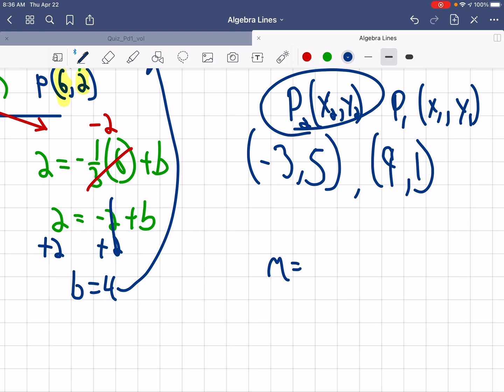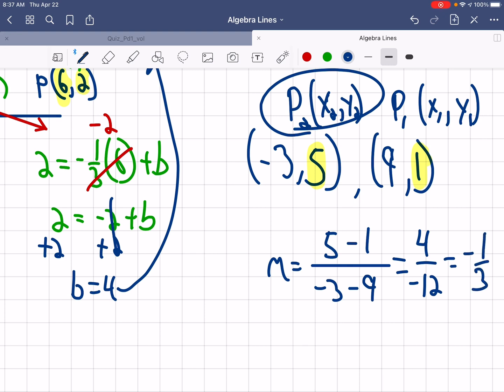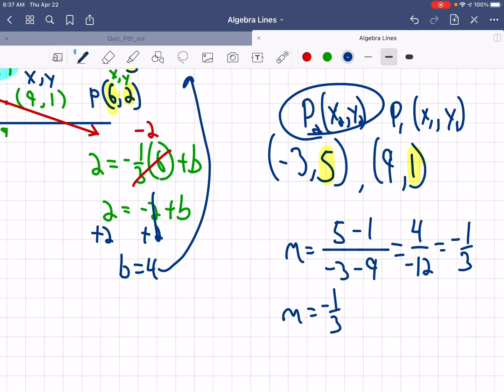So we're going to say, starting with the y coordinates, sometimes it's nice to highlight them so you don't accidentally do an x1, 5 minus 1 over -3 minus 9 equals 4 over -12, which equals -1/3. Cool. Now we have a slope, -1/3. Now we need a point. So you could pick either one of these points.